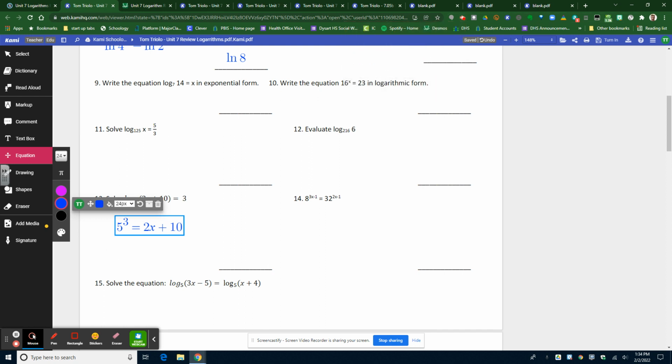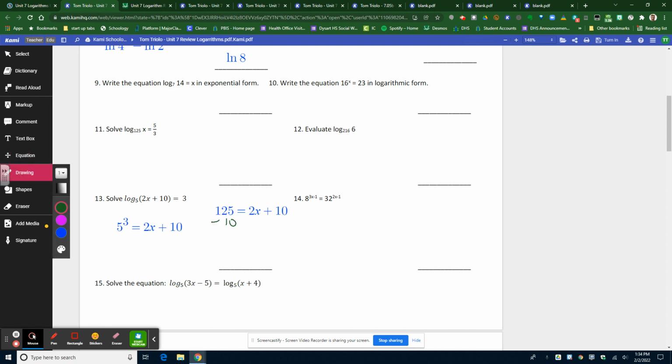It's 125. Okay? So 1, 2, 5. And now this is a middle school math problem. Once I've changed it and converted it, and then taken 5 to the third power, subtract 10, divide by 2. So 115 divided by 2. Yeah, I know. Okay, so subtract the 10. I got 115 divided by 2.